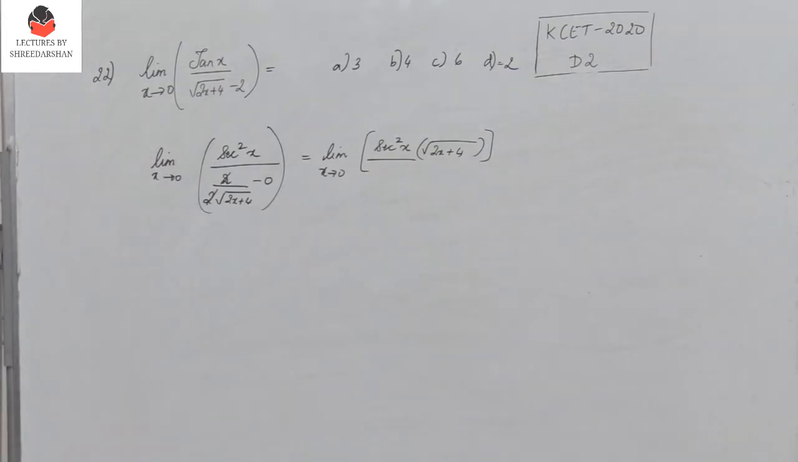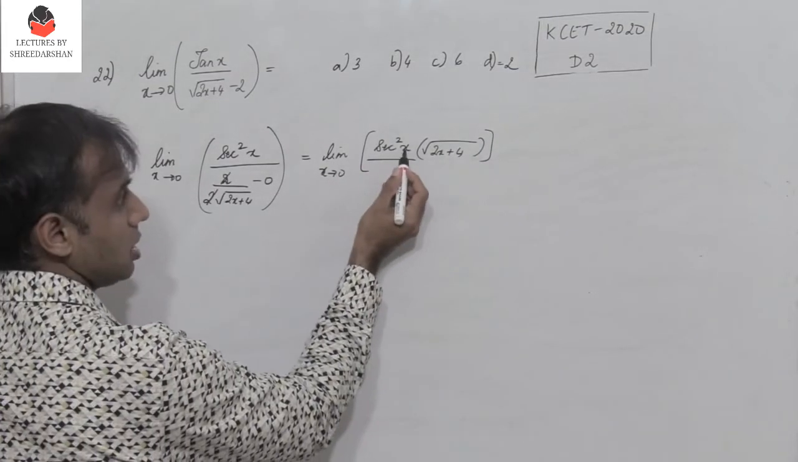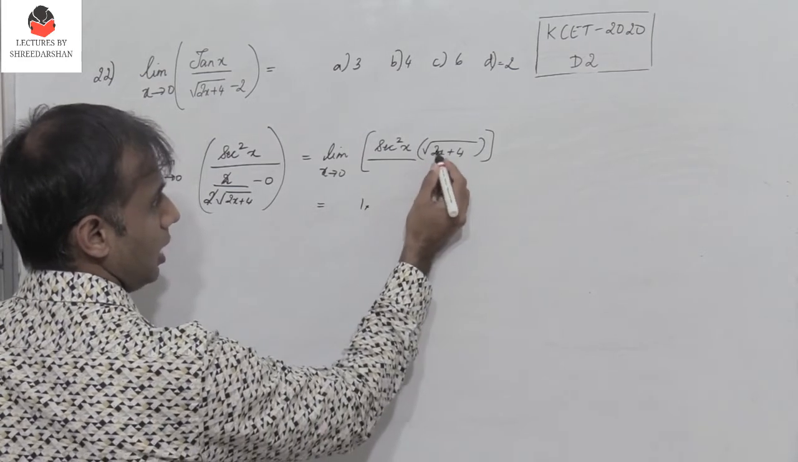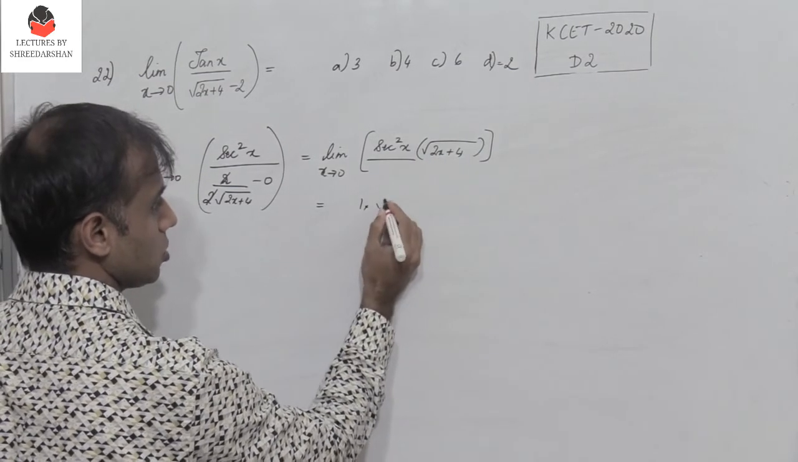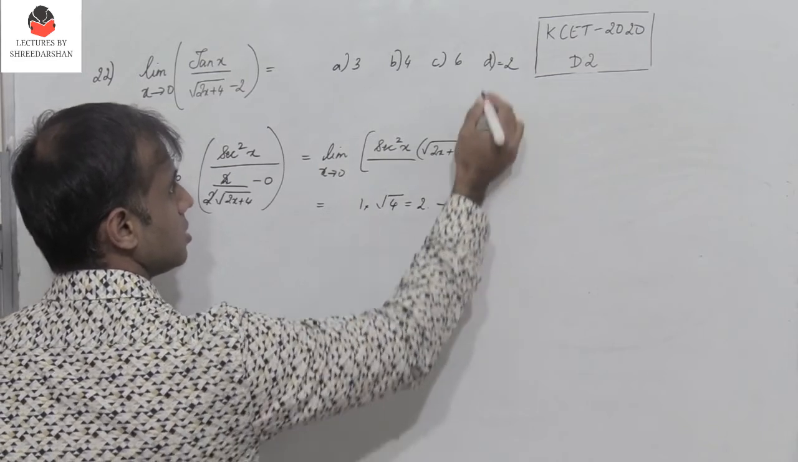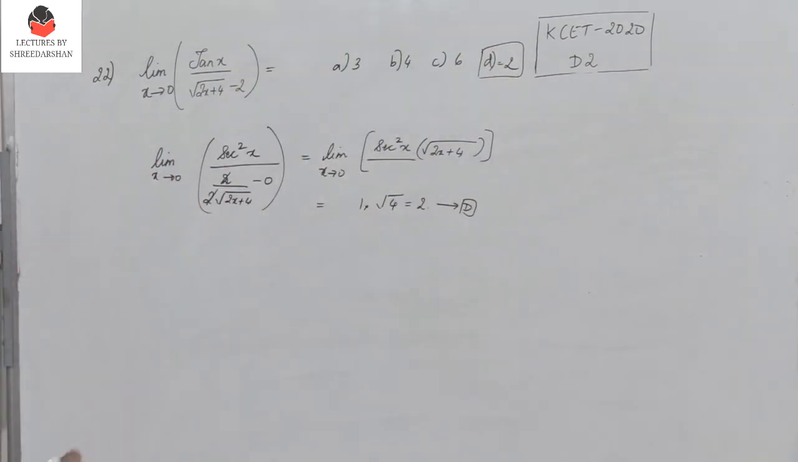So now if I put x equal to 0, what do I get? Secant 0 is 1, so I have 1 into, x equal to 0, so 2 into 0 is 0, so I get root 4, which is equal to 2. So the answer is D here, which is equal to 2. So that is the right answer.